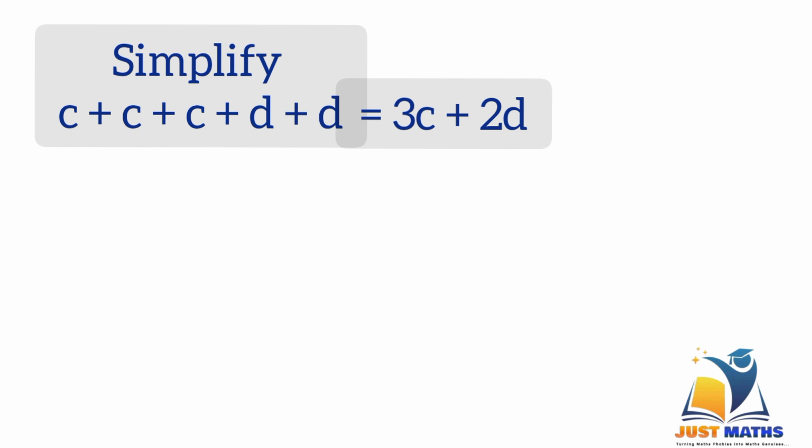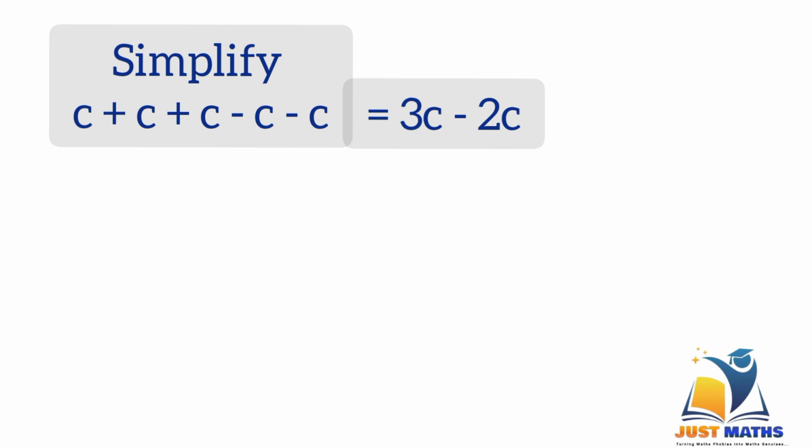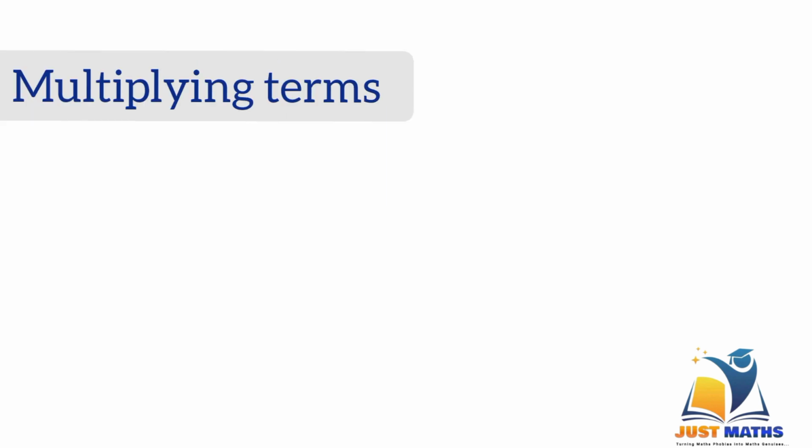Now this means we can add and subtract terms that are alike, but we cannot add or subtract terms that are not alike. Like the example we did earlier on, you can't subtract D from C. But if the terms are all C's, you can subtract or add them up. But the rule for multiplication is totally different. When multiplying, you can multiply different terms together.